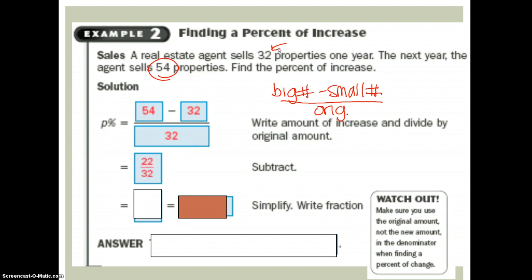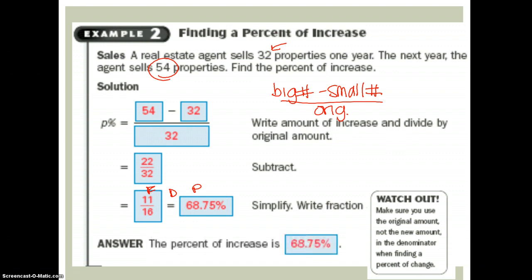54 minus 32 is 22. Take the fraction and divide. 11/16, remember to write it as a decimal first. Okay, so we go from a fraction to a decimal and then to a percent, which is 68.75. It was an increase of 68.75%.